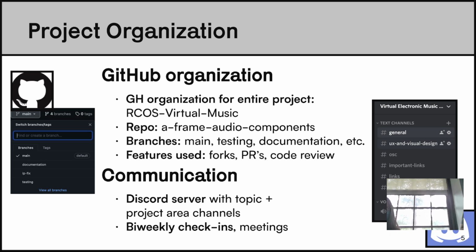For the project, we mainly just used GitHub and Discord. GitHub for code organization, using various features like pull requests and branches. We had a few different repositories, but the main repository was the A-Frame audio components, and we have various branches of those. We used forks, pull requests, and code reviews.